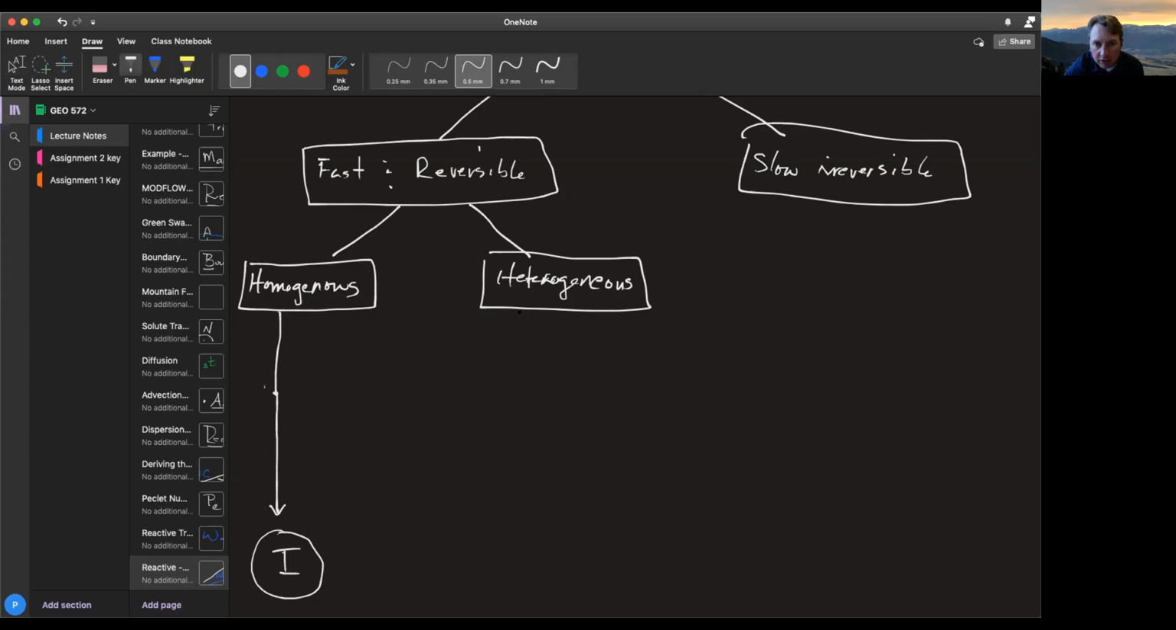Heterogeneous, fast, and reversible. We've already talked about one of these, and it's a class of reactions that we're going to call surface reactions. These are reactions between stuff in the aqueous phase and the mineral surface. We'll call this a type 2 reaction, and an example here would be linear absorption. This is a fast equilibrium reaction that includes interactions between the aqueous phase and the mineral surface.